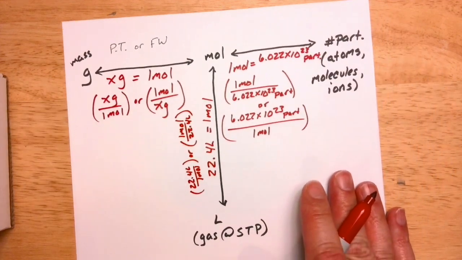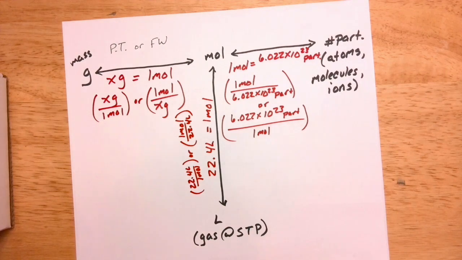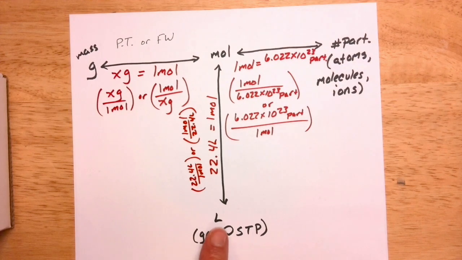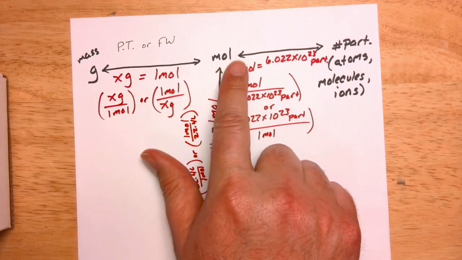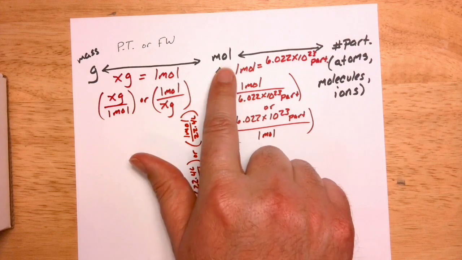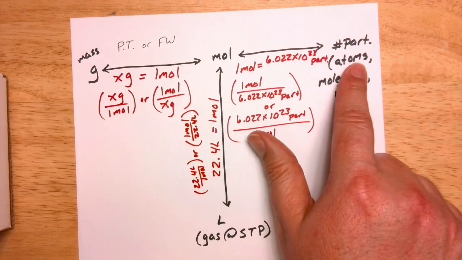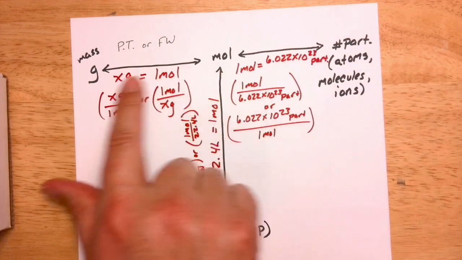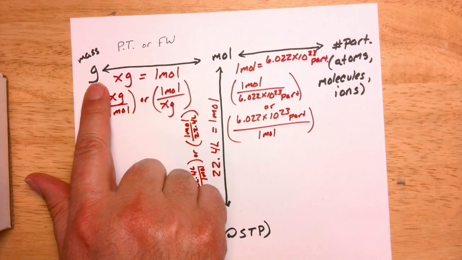Okay, so we just now added a new branch onto a flow chart. If we're dealing with a gas and it's at STP, and we know the volume of the gas, the volume is measured in units of liters, we can use this to determine how many moles we have, and then from the moles, we can figure out either how many particles we have, or even the mass, how many grams that is.